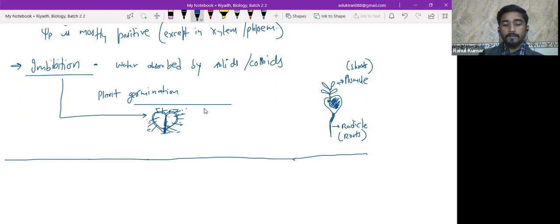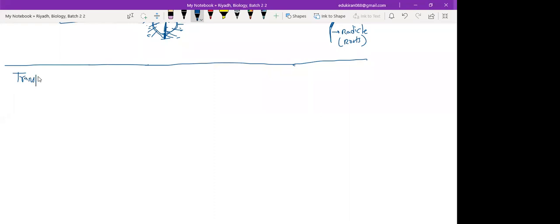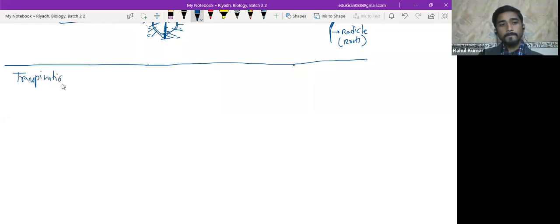Okay, now let's come to the mass flow hypothesis. And before that, let's come to transpiration. So does anyone know what transpiration is? I'm taking transpiration first. I think I asked you to read transpiration. Evaporation, and then there's something called transpiration. Yes, Mariam. Evaporation of water from the surface of the leaves through stomata. Okay. Through stomata, and this creates a suction pull, which is known as transpiration pull.